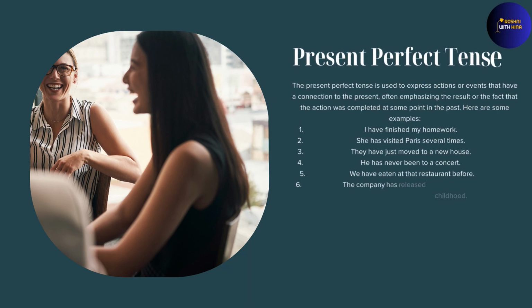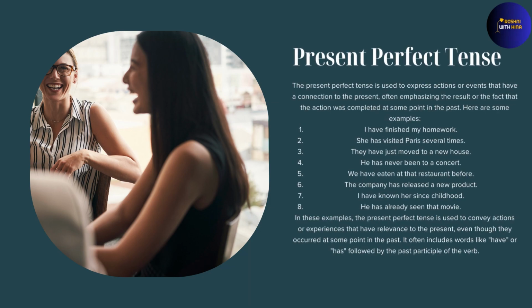Present perfect tense. The present perfect tense is used to express actions or events that have a connection to the present, often emphasizing the result or the fact that the action was completed at some point in the past. Here are some examples. I have finished my homework. She has visited Paris several times.